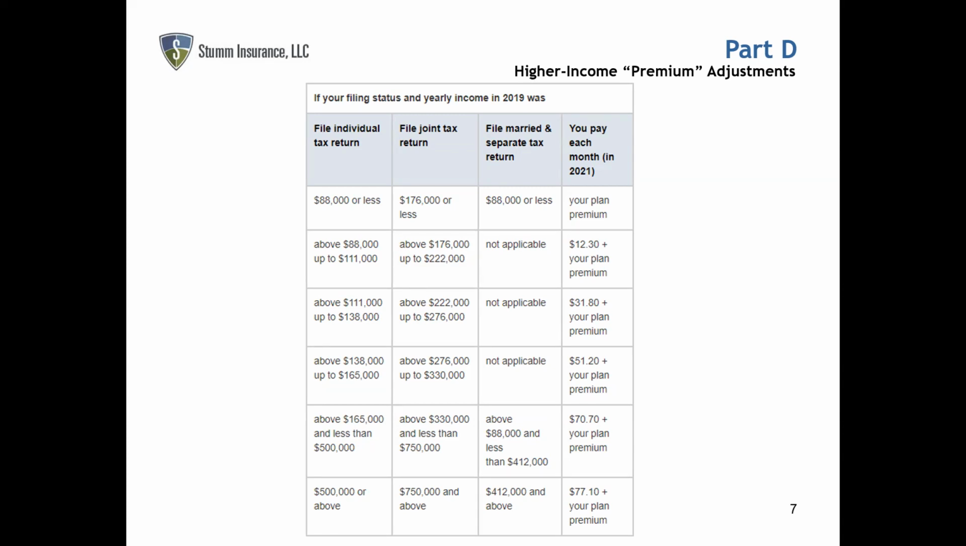So you'll see here, if we use the same example, that $330,000 level for joint tax return. For Part D, they'll say, okay, pay the government $70.70, and then go pick whatever Part D plan you want. So for the Part D plan, you'd pay whatever premium, say it's $20 a month, to the insurance carrier, but then Medicare will collect $70.70 as a higher income adjustment.